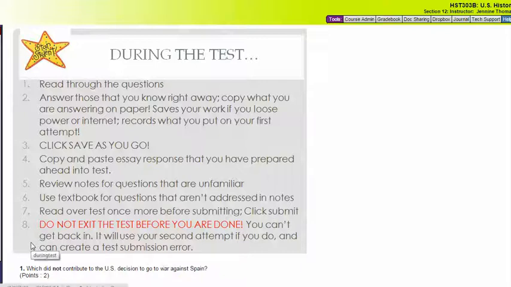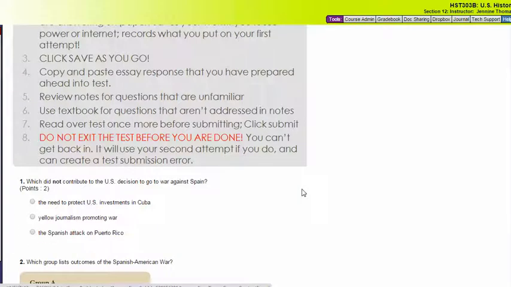The biggest reminder I have for you is do not exit the test before you are done. You cannot start the test, save your responses, and come back to it later. It doesn't work that way. If you do that, you're going to create a test error and you're going to use both of your test attempts, or you'll be locked out of the test and your grade will not correctly record. So please be aware of that. You need to only begin the test if you are ready.